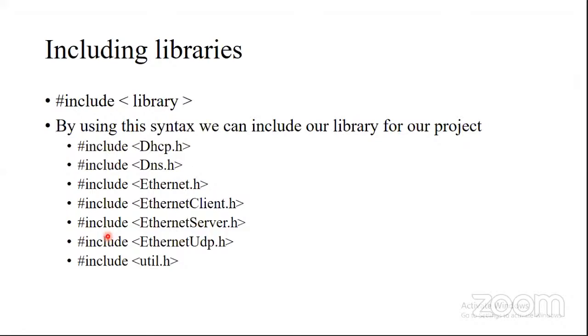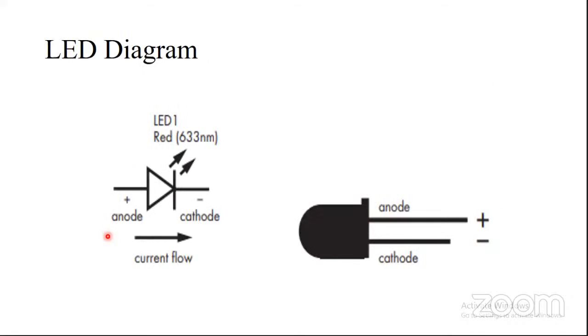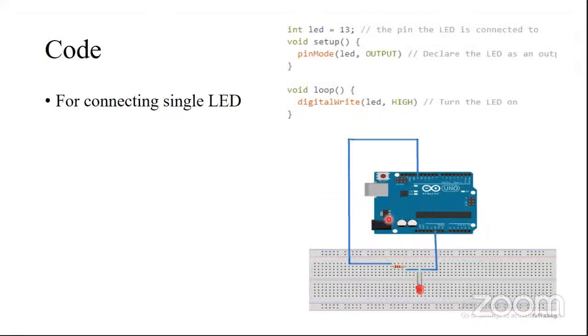Let's go and discuss how to write code in Arduino and how it will help you guys. I hope you are aware of an LED. This is an LED schematic diagram. We have one anode and one cathode. This is how your LED looks exactly. Now we are going to write a script to connect your Arduino board along with an LED.